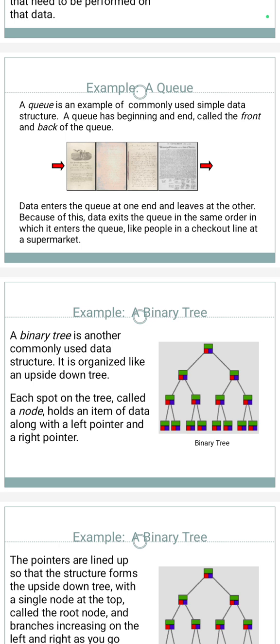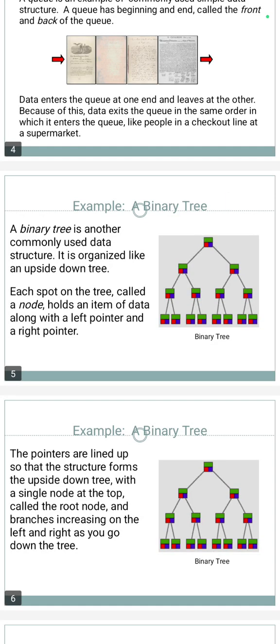Because of this, data exits the queue in the same order in which it enters the queue, like people in a checkout line at a supermarket or people standing in a queue to take a movie ticket. These are all examples of the queue.